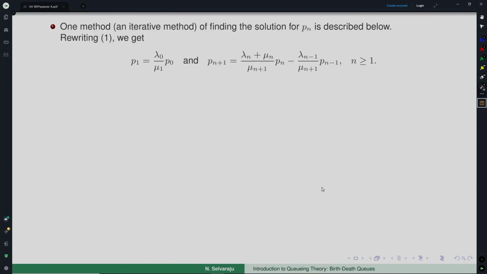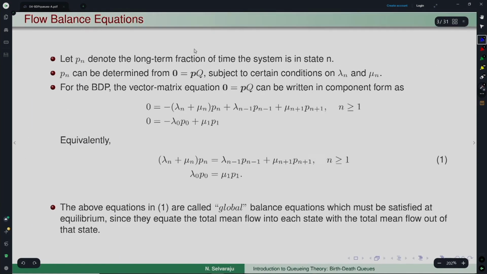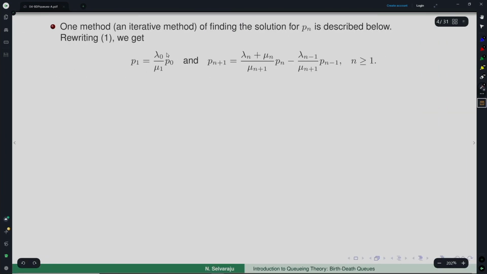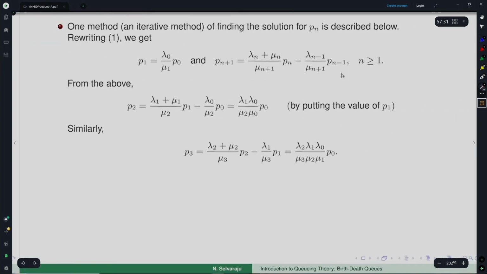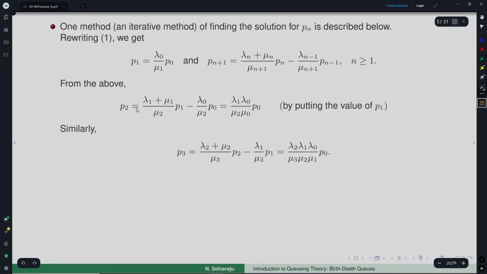Now, one method which we call the iterative method of solving this is to take this particular equation, you can write mu 1 p1 equal to lambda naught p naught, or p1 equal to lambda naught by mu 1 times p0, and similarly p n plus 1 you can write in this form. From this we can now write down what p2 is from this quantity.